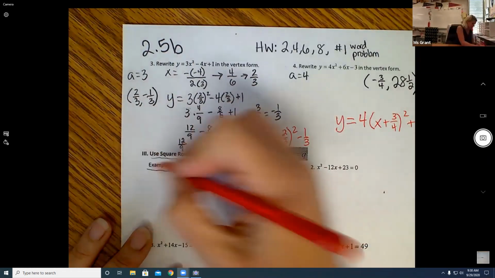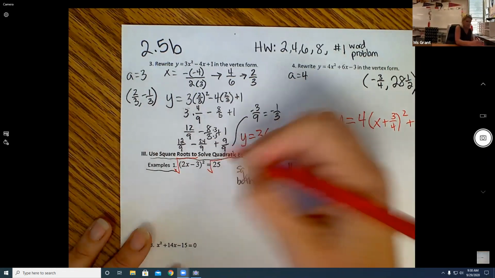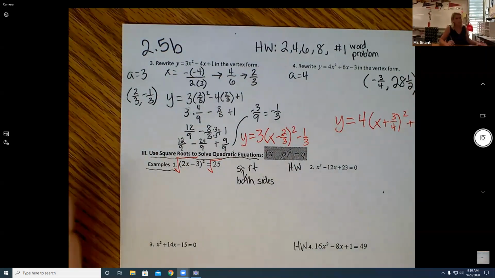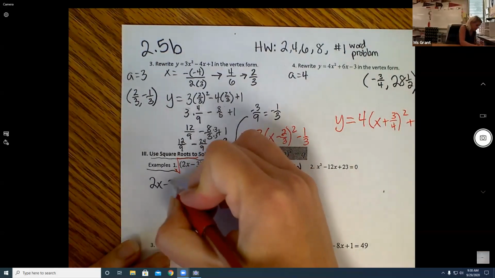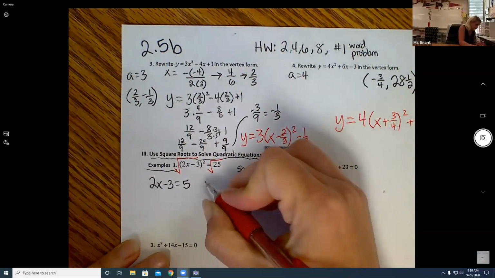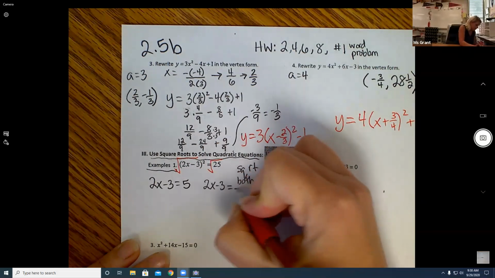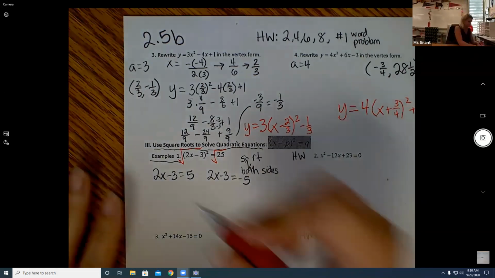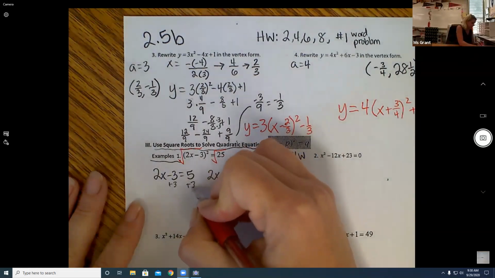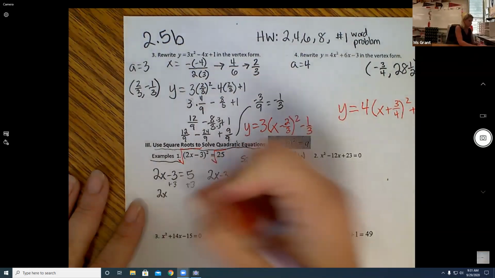It's going to get me plus or minus 5, because the square root of 25 is plus or minus 5. 2x minus 3 equals positive 5. 2x minus 3 equals negative 5. So just solve for x. Go ahead, add 3 to both sides.